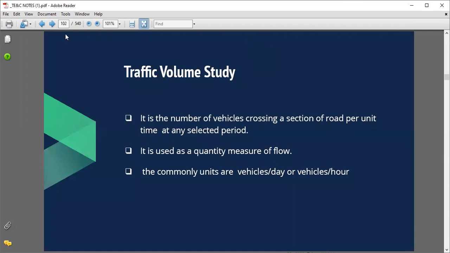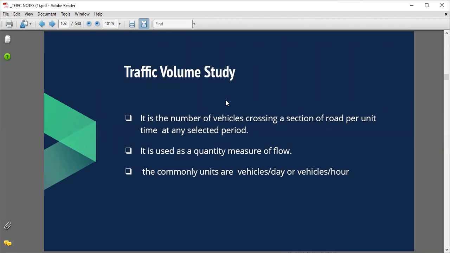So we'll see what the traffic volume study is. In that we will study first, what is the traffic volume study. It is the number of vehicles crossing a section of road per unit time at any selected period. You can select any area and calculate the number of vehicles which are crossing or moving on that road. So automatically that number indicates the traffic volume of that area.